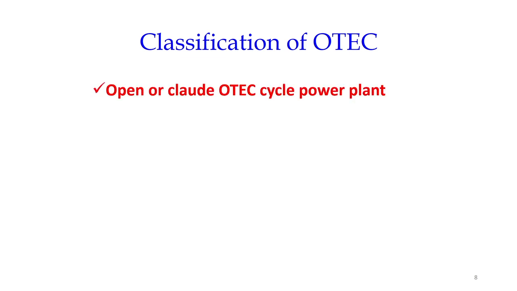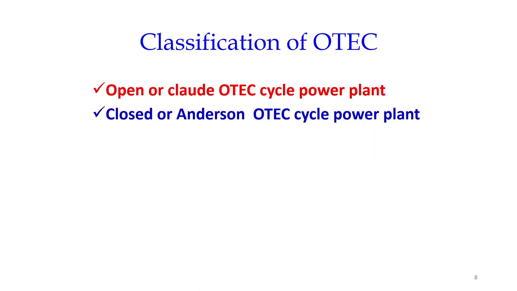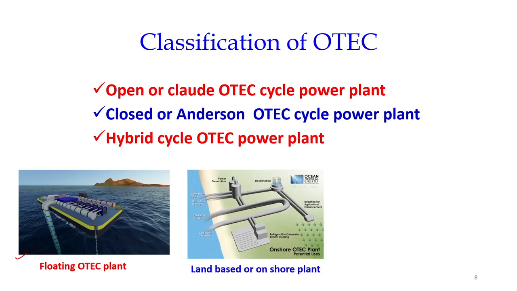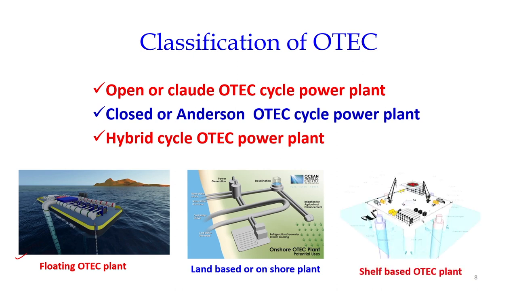Now, let us discuss its classification. OTEC may be classified into three groups: open or Claude OTEC cycle power plant, closed or Anderson OTEC cycle power plant, then hybrid cycle OTEC power plant. So these power plants can be installed as per the figure shown here, like floating OTEC plant. Then we can have land based or onshore plant, or we can have shelf based OTEC plant.